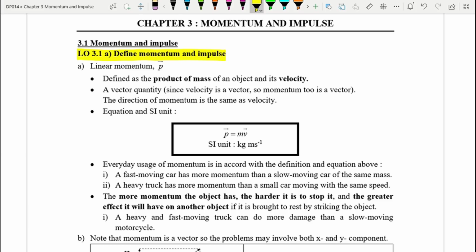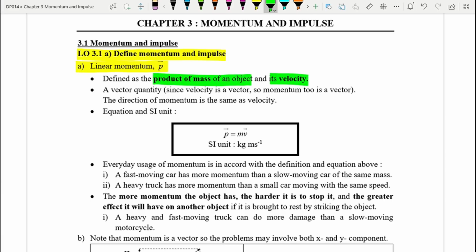Okay, so first, kita tengok dulu the definition of momentum or linear momentum. Linear momentum is defined as the product of mass of an object and its velocity. So P or momentum, it's actually the relation between mass and its velocity. As long as an object has mass and also it's moving, the object will have momentum.